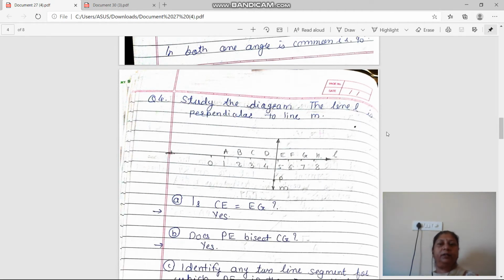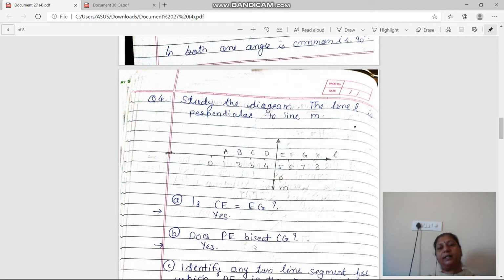Next, study the diagram. The line L is perpendicular to line M. See here, this is the line, and this line is perpendicular to line L at point E. If CE and EG are equal, that is C to E and E to G. So let's see, C to E is 1, 2, 3, 4, and EG is E to F and F to G, that is also 2, that's why it is equal.